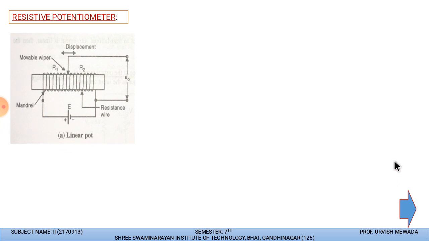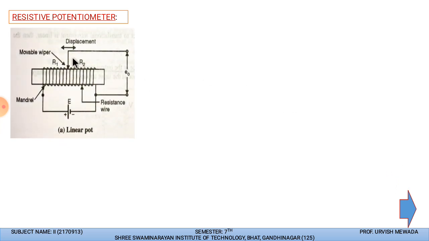This is a linear potentiometer. In this we have the former, on which the wire is wound. On the former we have, say, insulating paper, and on the paper we wind the wire. This wire is enameled copper. It may be copper wire, and we can use different conducting materials for this type of transducer.